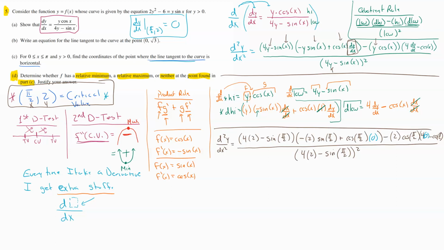But that's what we're looking at, and now we're just going to start taking this down a chunk at a time, remembering that what we're really looking for here is just whether it's positive or negative. So we get our d2y over dx2 is going to equal, starting off here, 4 times 2 is 8 minus the sine of pi over 2.